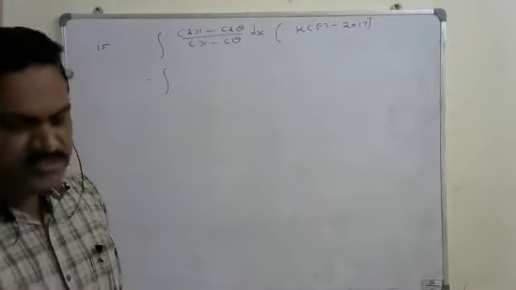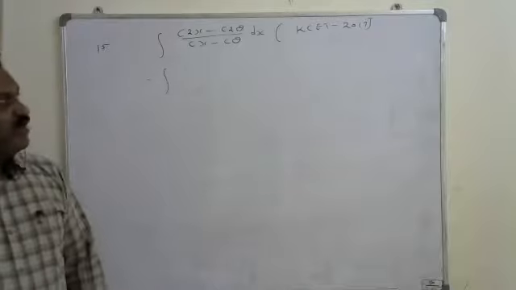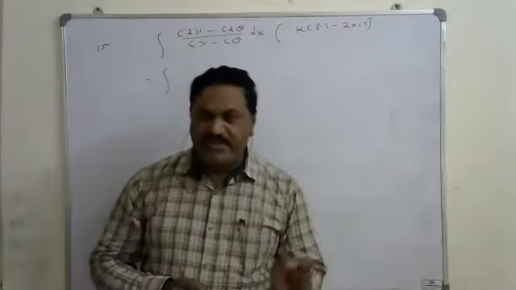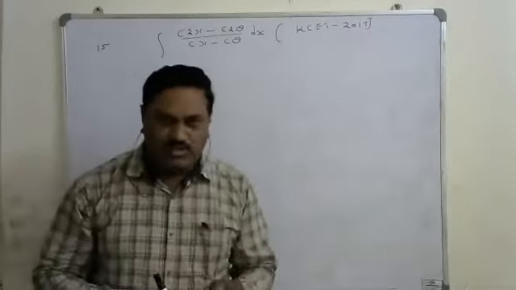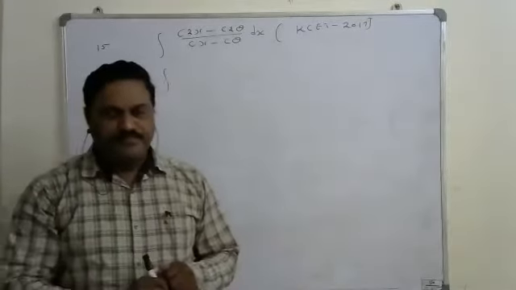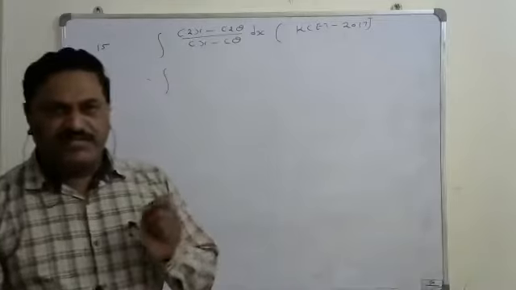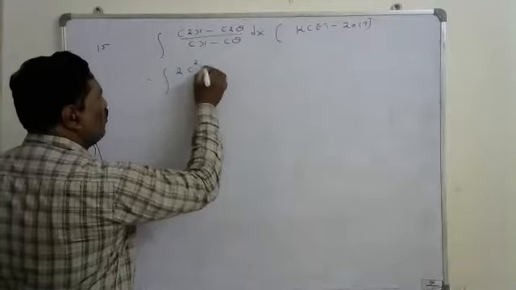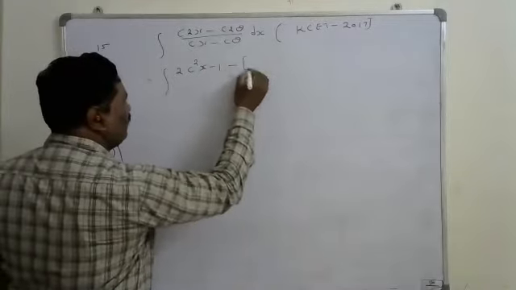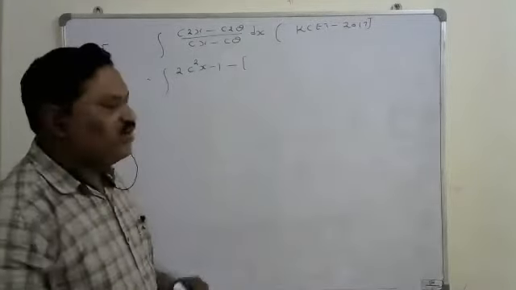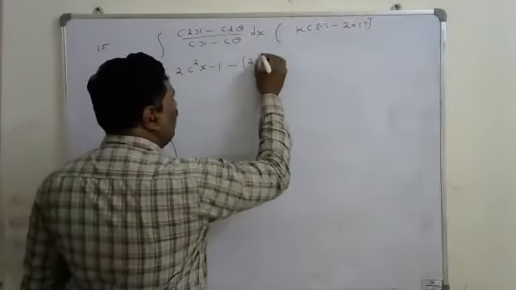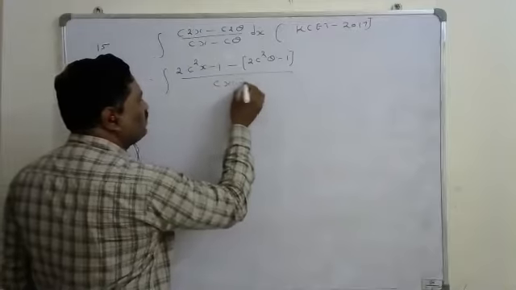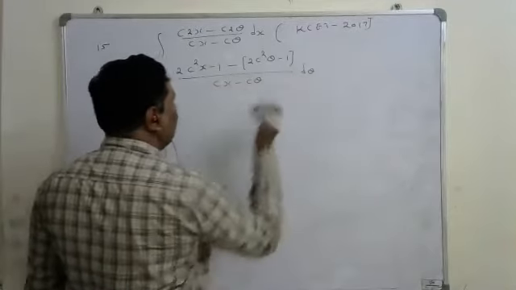So, to evaluate this, what we will do is, in the numerator you can find cos 2x and cos 2 theta. So, we know the formula for cos 2a in terms of cos. What is the formula for cos 2a in terms of cos? Cos 2a is 2 cos square a minus 1. So, I can write this as 2 cos square x minus 1, keep the bracket, minus, and cos 2 theta we can also write as 2 cos square theta minus 1, upon cos x minus cos theta, d theta.